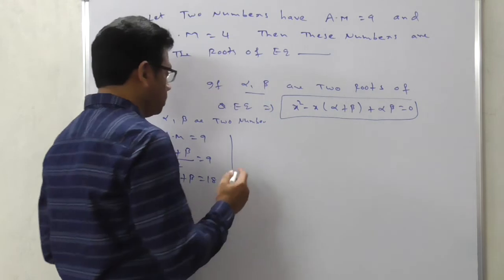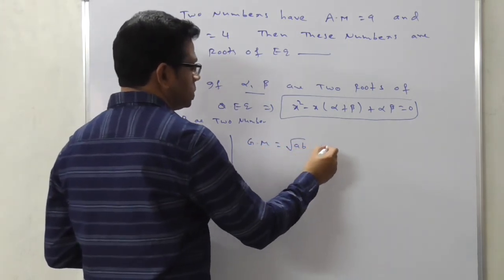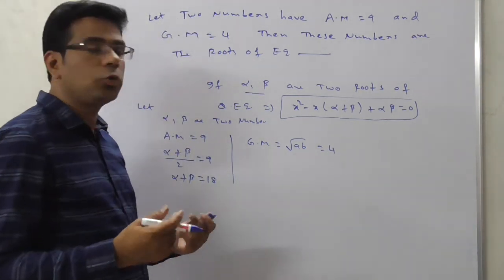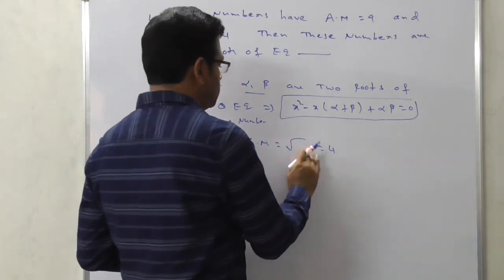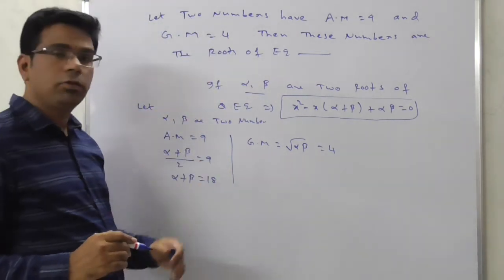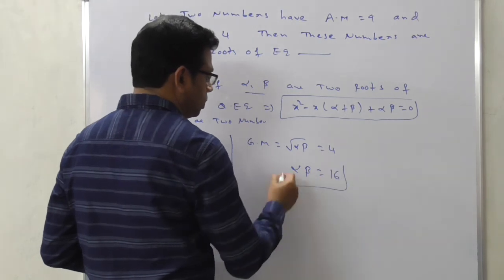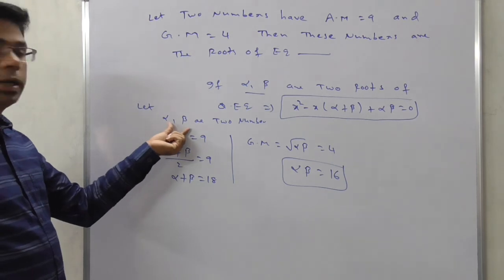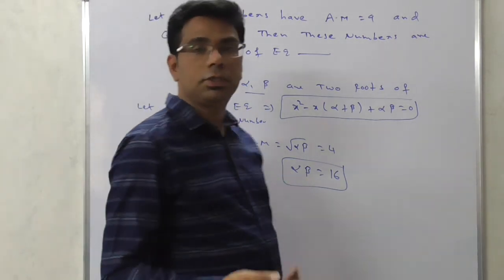Now, GM of the numbers. What is GM? GM is equal to under root ab, and this is equal to 4. If a and b are two numbers, what is GM? Root ab. Here our assumed numbers are alpha and beta, therefore take GM as root of alpha beta. Root of alpha beta equal to 4. What is alpha beta? Alpha beta is equal to 16. Clear? Finished. If alpha and beta are two numbers, we have alpha plus beta equal to 18 and alpha beta equal to 16.